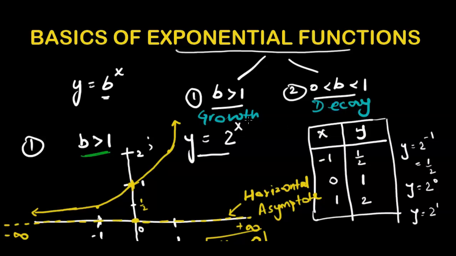So if we're asked to turn exponential functions into graphs, we know how to do that by turning it into a table of values and then into a graph. And then we know how to write down the characteristics of exponential function graphs where b is greater than 1 as well as when b is in between 0 and 1.